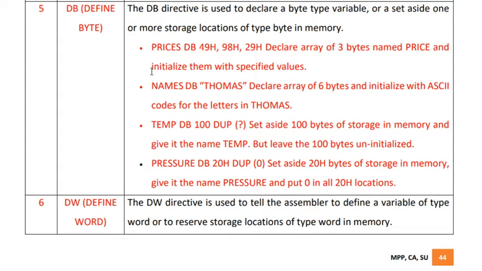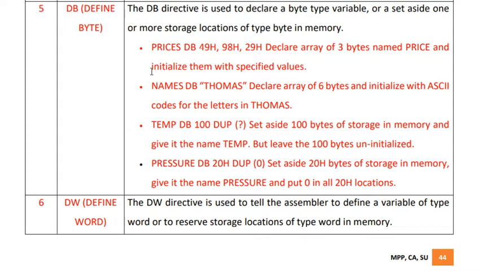Now, the first two examples reflect the way db can be used in order to allocate memory to an array. In the first case, we have an array of size 3. In the latter case, we have an array of size 6. Now, the third case, temp db 100 dup(?). Here we do not have a value with which the allocated memory is duplicated. So it sets aside 100 bytes of storage in memory.